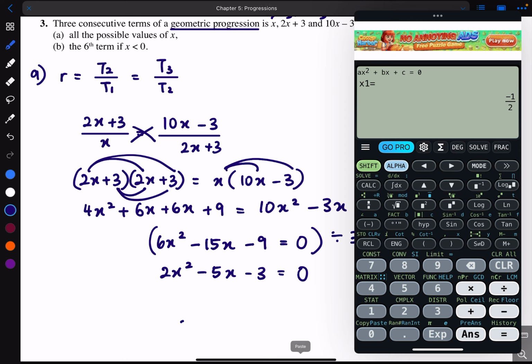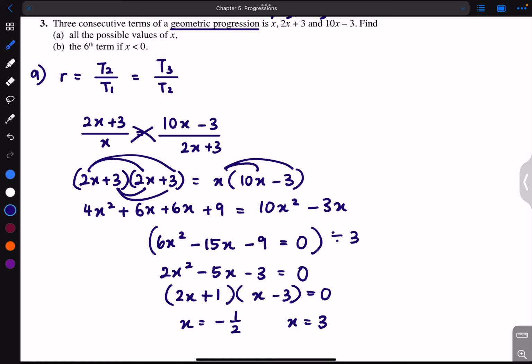So our x will be negative 1 over 2 and the other x is 3. So don't forget to put it into the bracket. This will become 2x plus 1 and x minus 3. So these will be our two possible values of x.